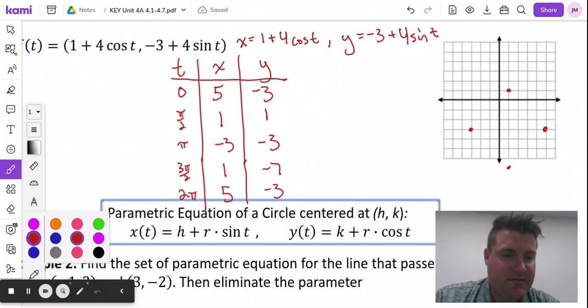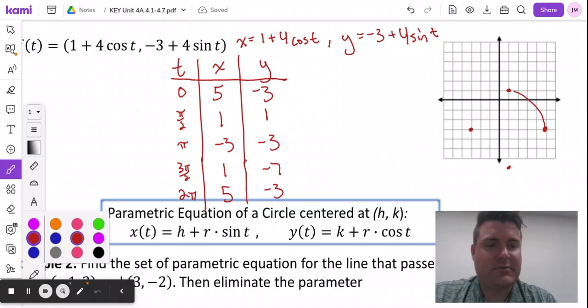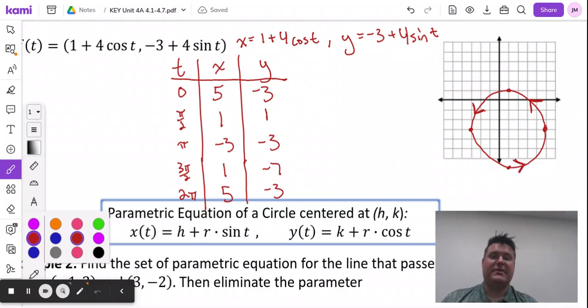A little bit off the graph there. And coming back here, this is actually going to make a circle. Just trust me. And it's going in this direction. Okay. So in terms of a clock, it's going counterclockwise.